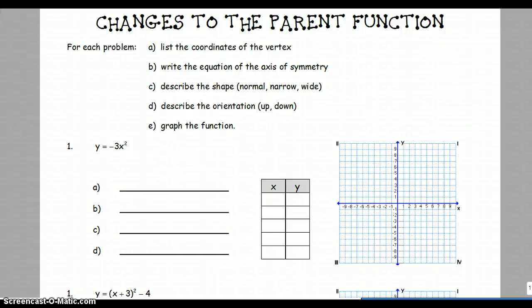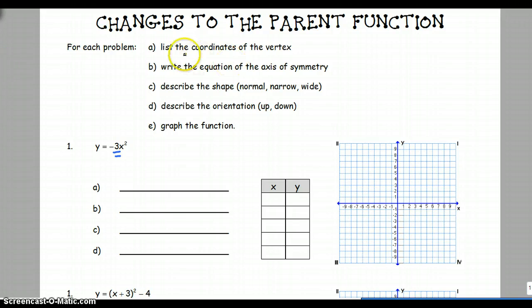When we look at an equation, it'll tell us what's happening from the parent function to our graph. If we take a look at y equals negative 3x squared, we've learned that what's in front of x squared controls the shape of the graph. Is it going to be wider? Is it going to be more narrow? If you take a look up here, we have 5 different things we need to do.